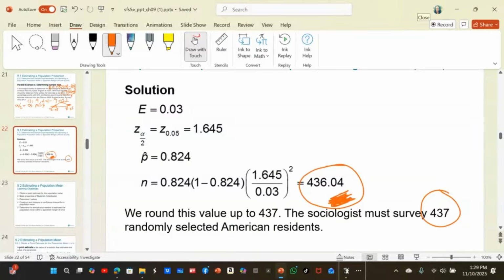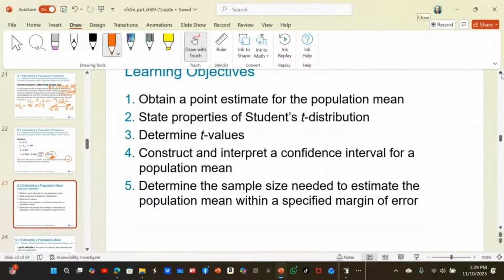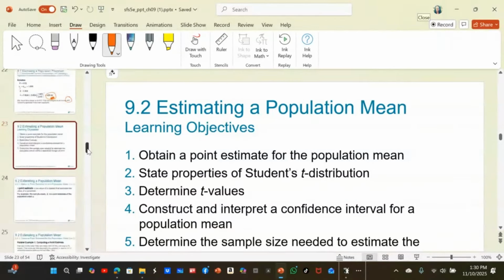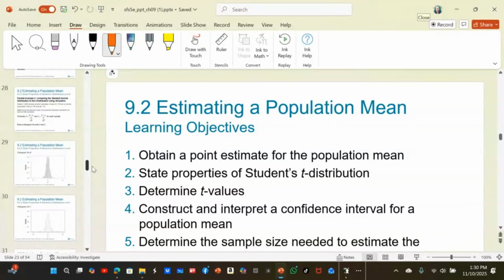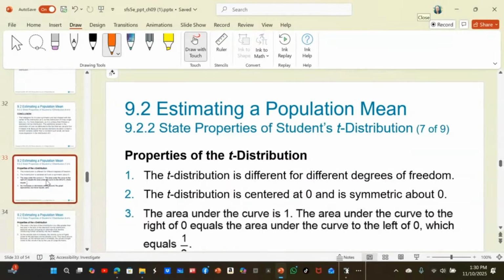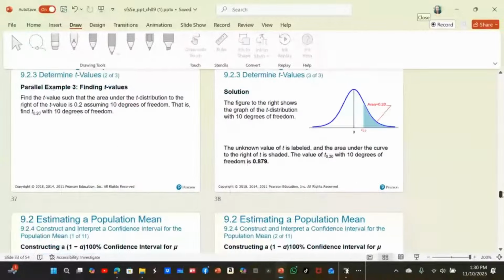This is sample proportion. So let's go to 9.2. Let's see if it's 9.2. Okay, let's go to 9.3 and find the calculation of sample size for population mean. So let's do that. Calculation of sample size for population mean. All right, so let's see what is here. Okay, so we are looking for calculation of sample size for population mean.